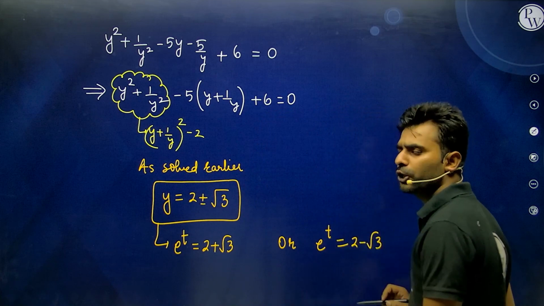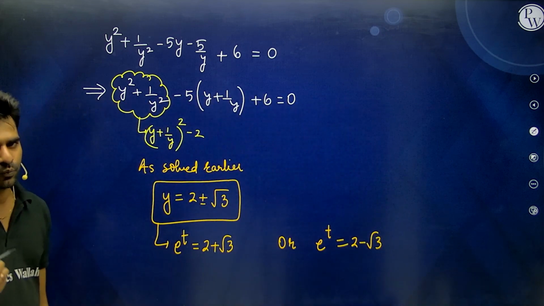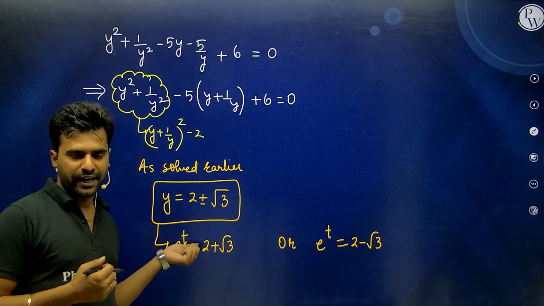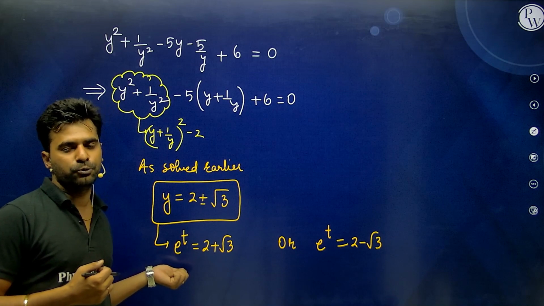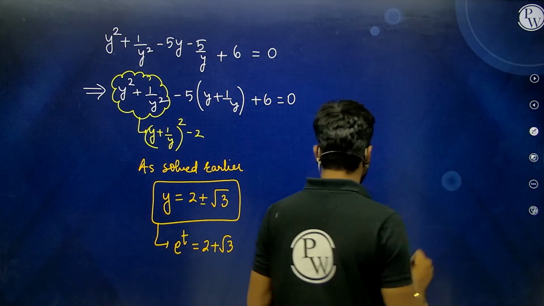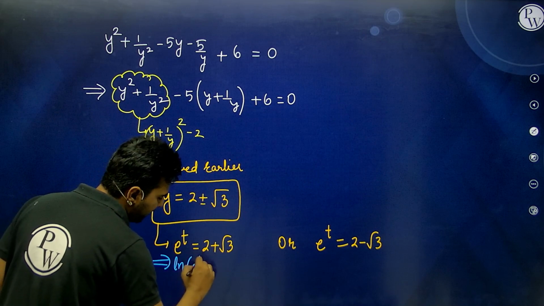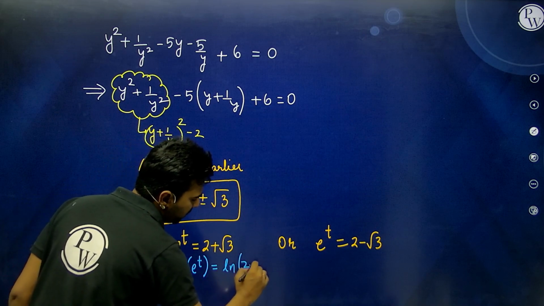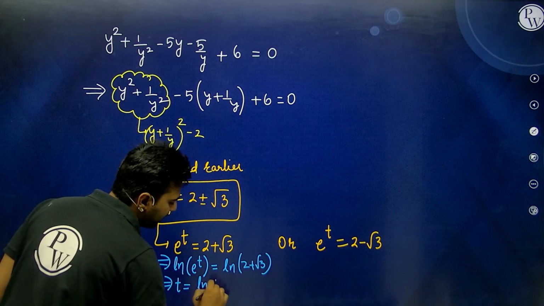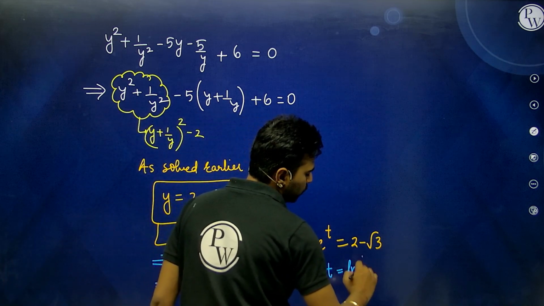Now, if you have learnt logarithm, you know that whenever in mathematics the power is variable, we use logarithm on both sides. Over here, e is a constant and t is a variable. E, I hope you know, is Napier's constant used in logarithms. So since t is variable, we will take ln on both sides. It will become ln e to the power t is equal to ln of 2 plus root 3. By the property of logarithm, this becomes t is equal to ln of 2 plus root 3, and the other becomes t is equal to ln of 2 minus root 3.